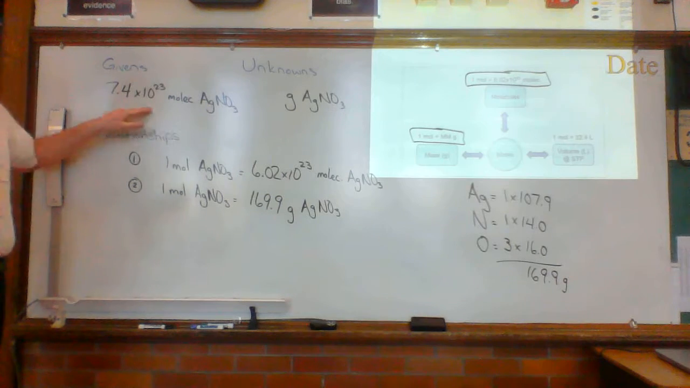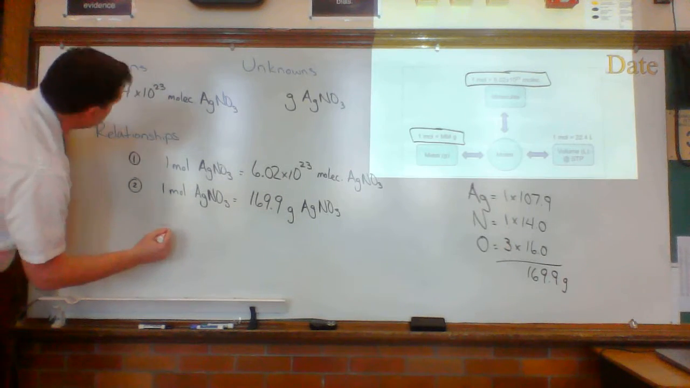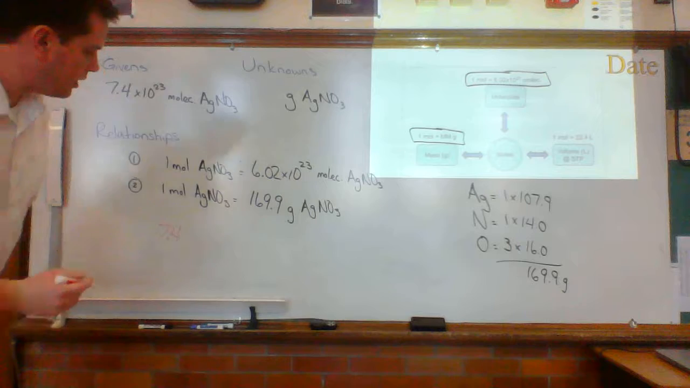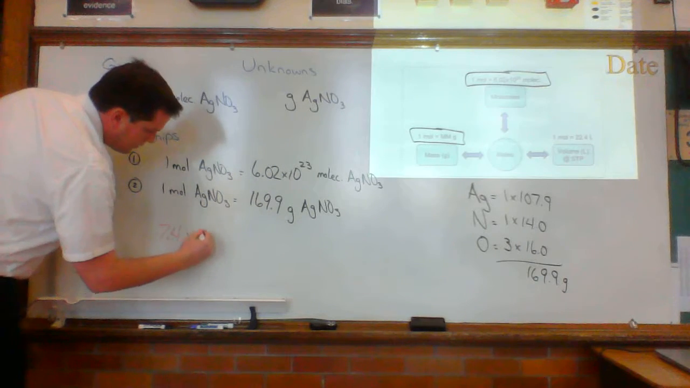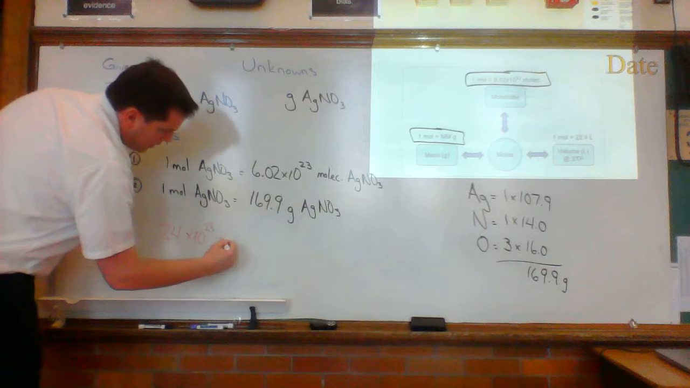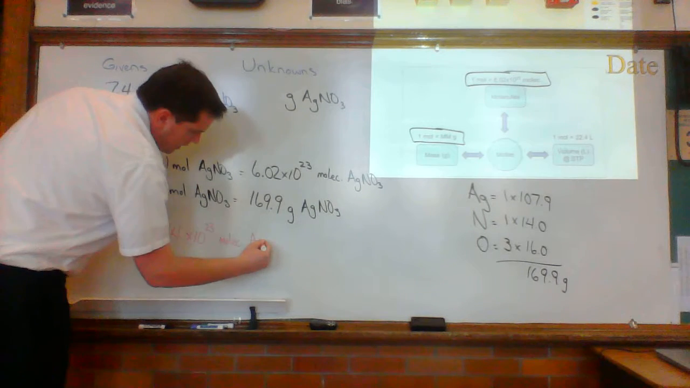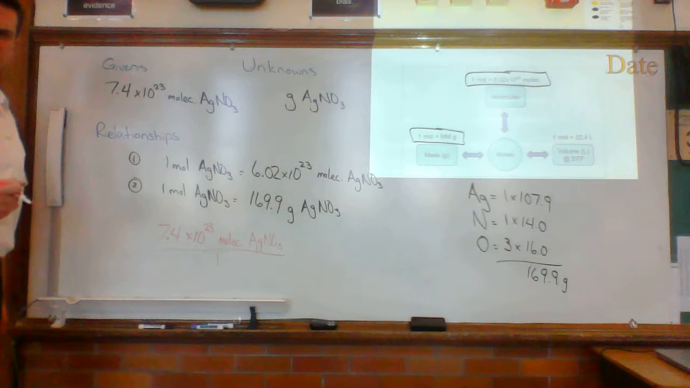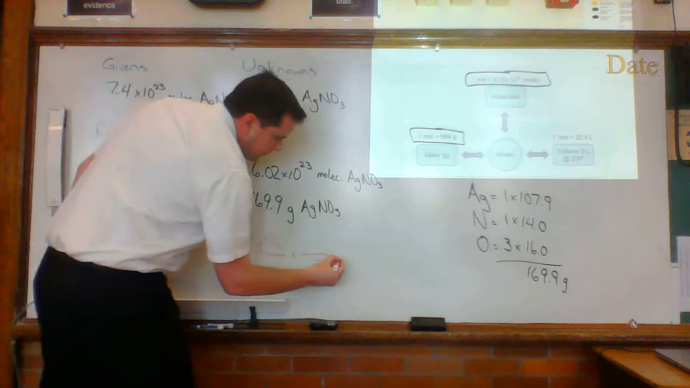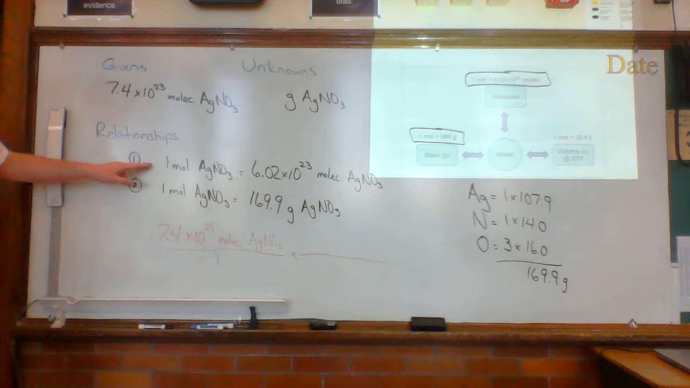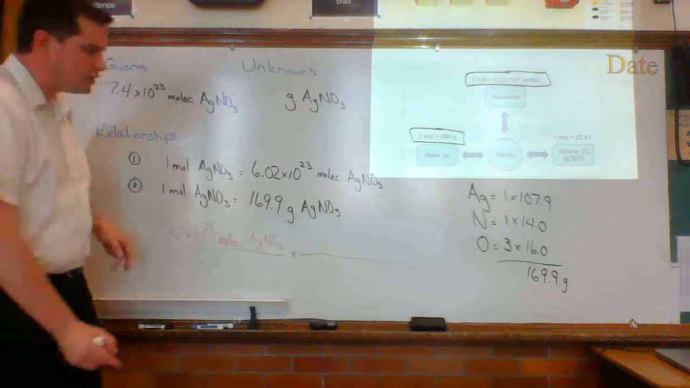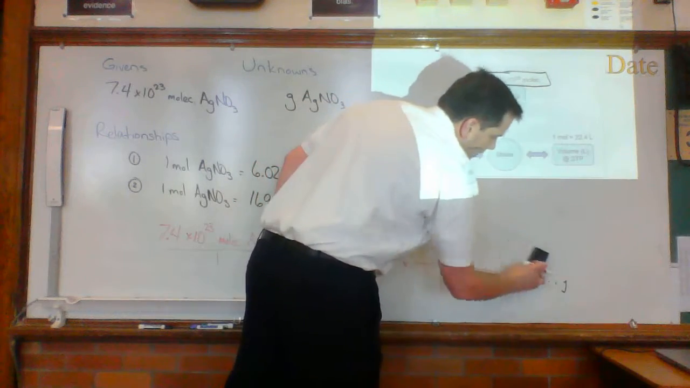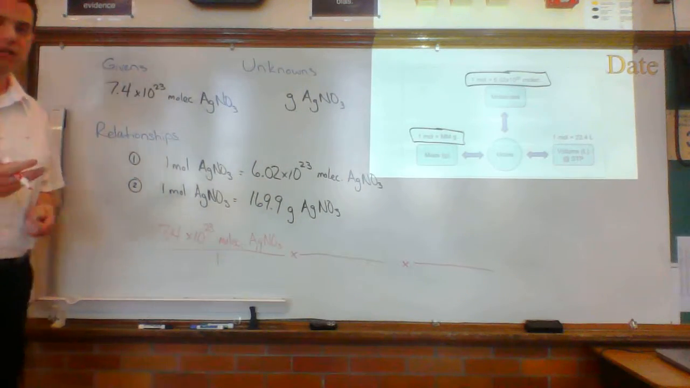Our first fraction is always the given, so we can go ahead and write 7.4. Can you see that? Showing up okay. Times 10 to the 23rd molec AgNO3. And you can put that over 1 if you want to. Times a fraction. Now we're going to need a fraction for each relationship that we have here. So I'm actually going to need to have another fraction there. Go ahead and get rid of that and make some room for myself. I'm going to need 2 fractions plus the 1 for my given.